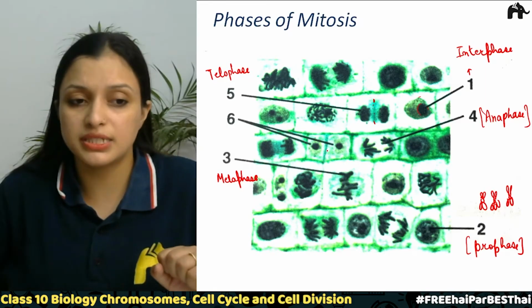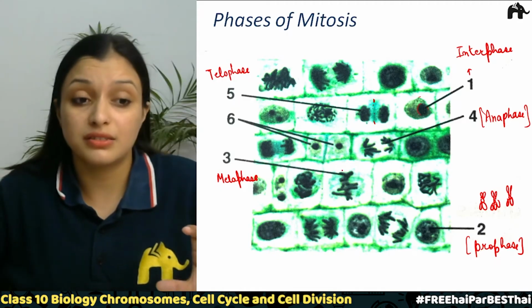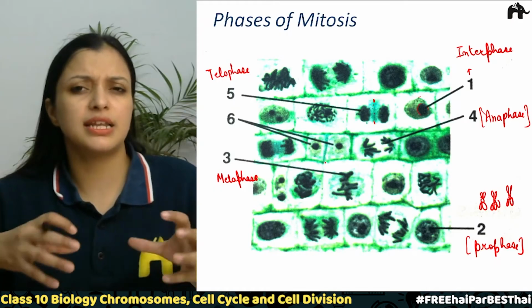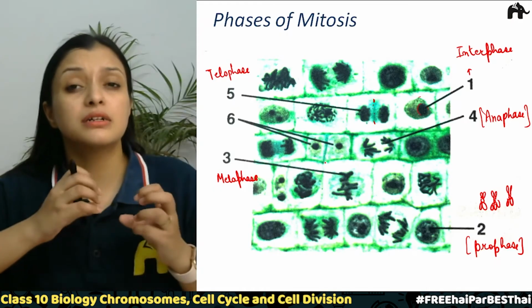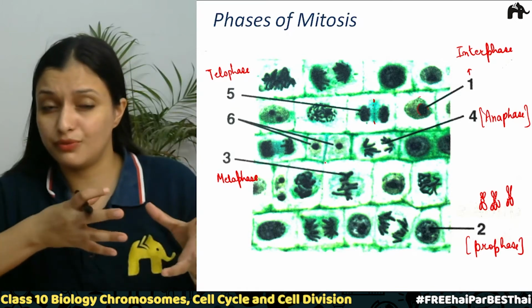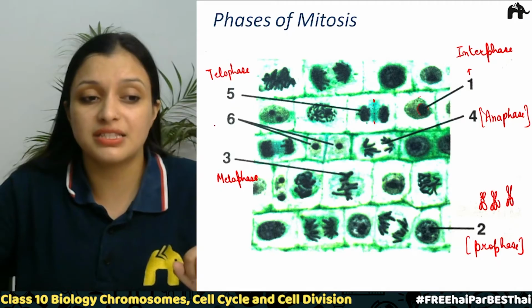Now coming on to the sixth. Now the cell has divided into 2. The nucleolus has reappeared. The chromatin material has again become chromatin fibers, an entangled mass of structures. So which phase is this?